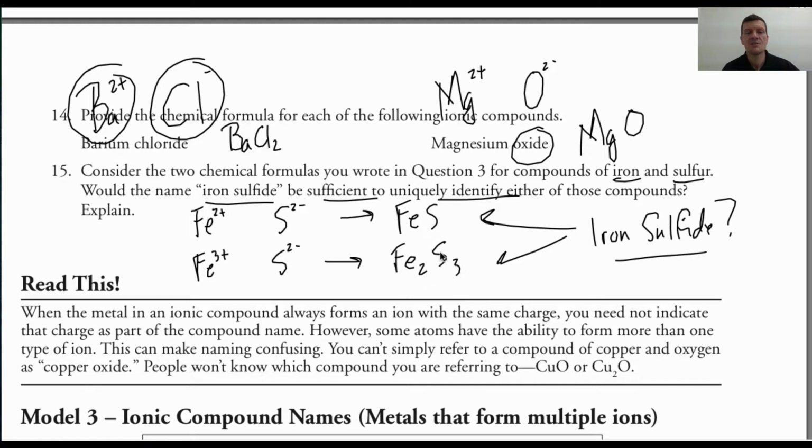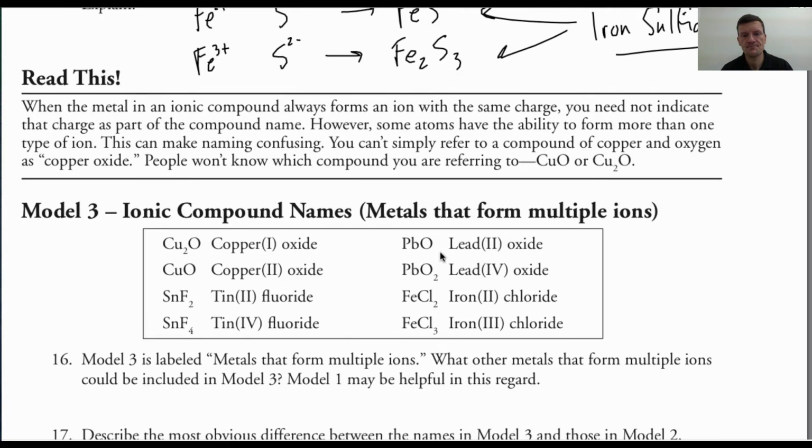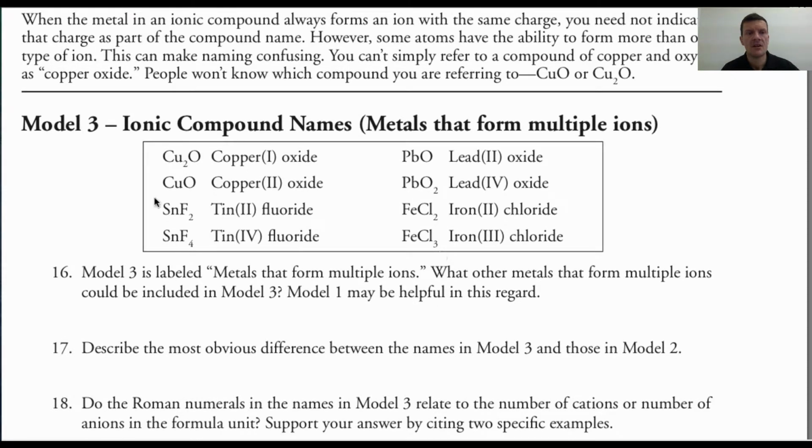Which one is it? So now when we've got multiple ions for metals, we have to add one little extra thing to make sure that we distinguish between, is it iron sulfide with the iron 2+ ion, or is it iron sulfide with the iron 3+ ion? Which one is it? So here's the key, here's a little trick. Let's look here. We've got copper and oxygen. We've got tin and fluoride. We've got lead and oxygen. We've got iron and chloride.